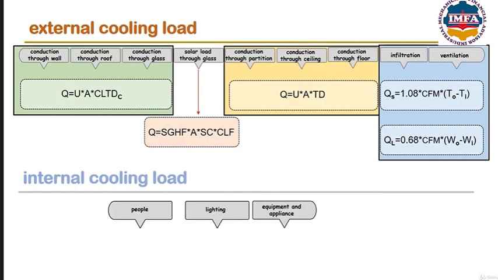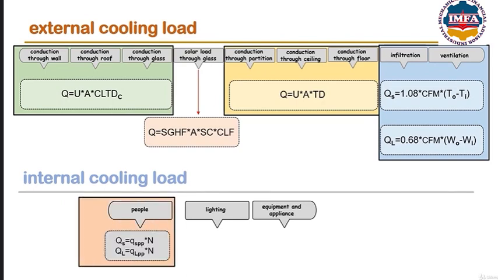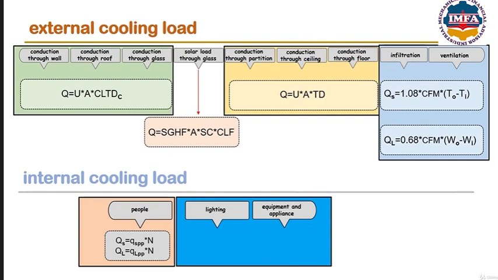We've already summarized the external cooling load factors. Now it's time to summarize the internal cooling load. From people, the cooling load is calculated from the formula given here, and for lighting and equipment and appliances load, the formula used is a different one. So as a whole, the cooling load due to external and internal factors is found from these given formulas. Congratulations.